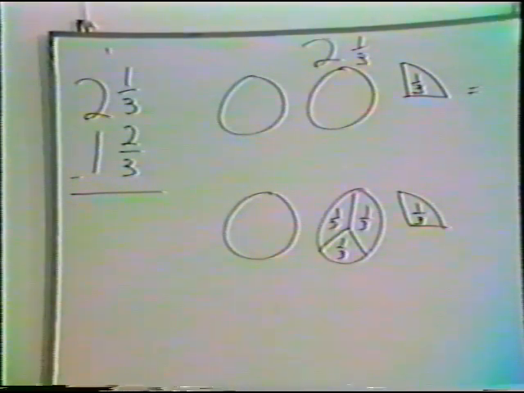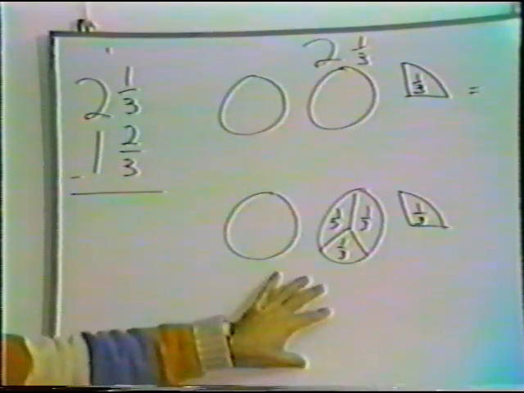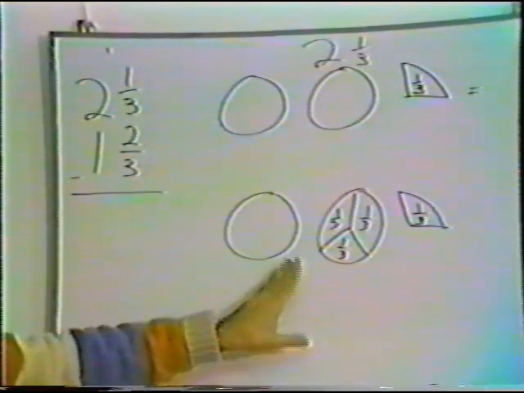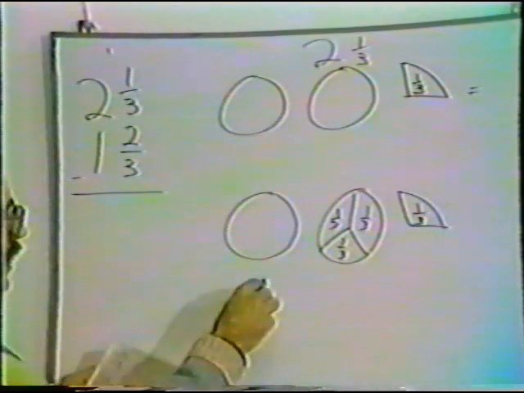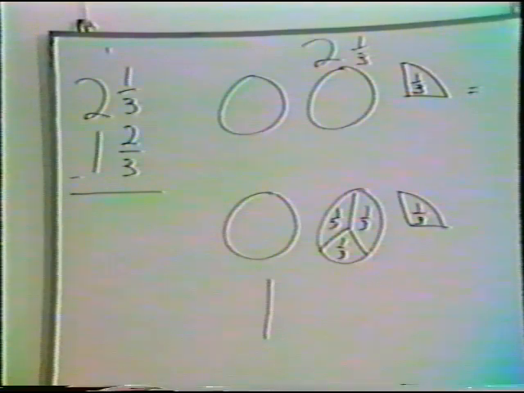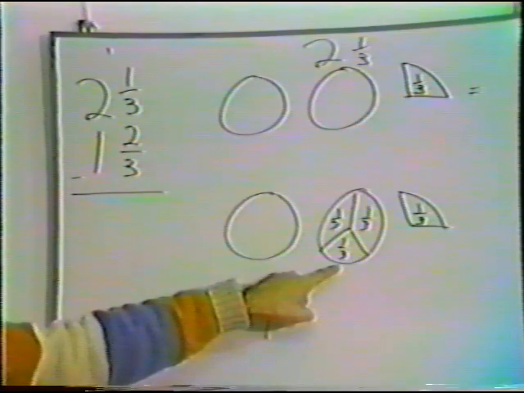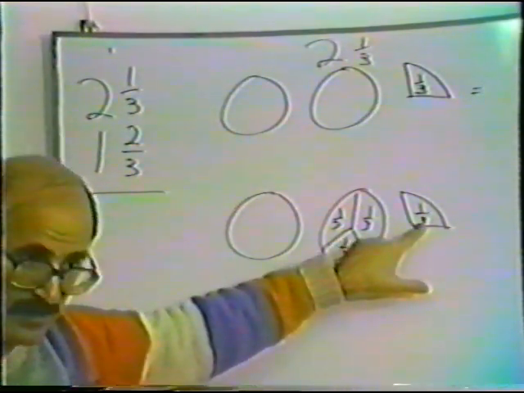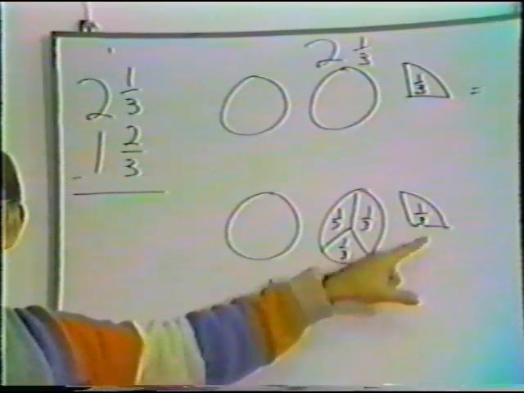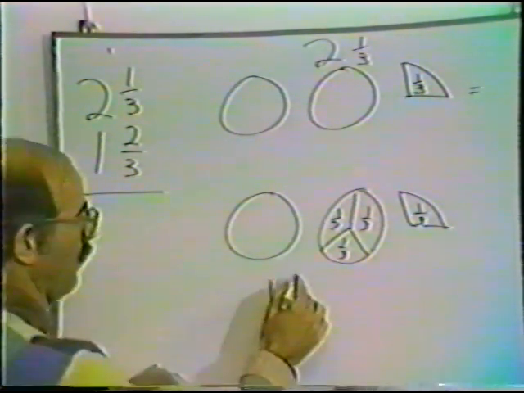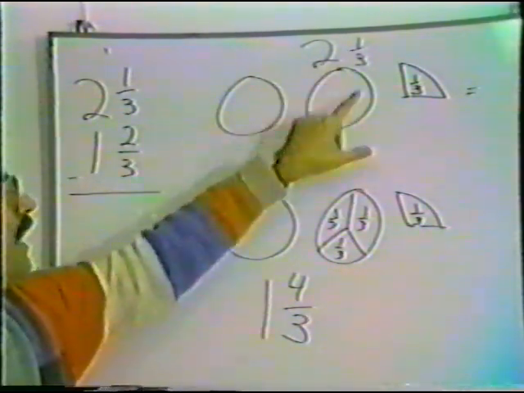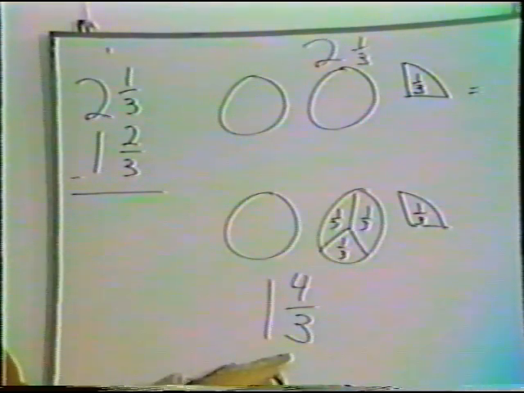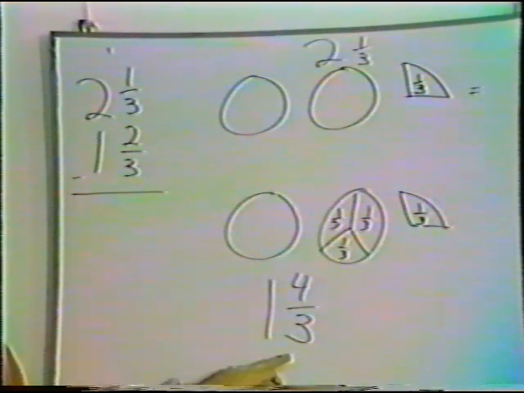How many whole uncut pies do we have now? Down here, just 1. 1 uncut pie. And how many thirds do we have? 4. We got 3/3 for the one we cut up, plus the one which we already had makes 4. 1 and 4/3. 2 and 1/3 is the same as 1 and 4/3.